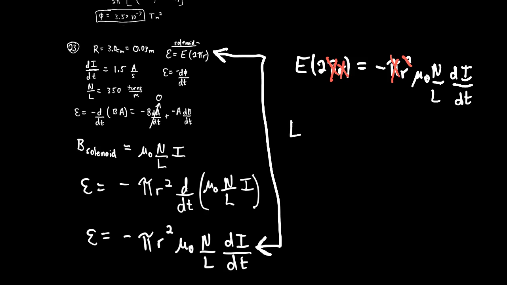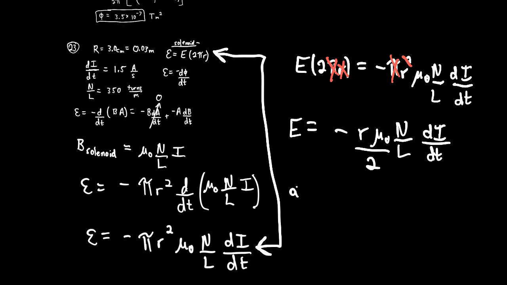So now my E becomes negative r times mu naught times n divided by L times dI/dt, divided by 2. At this point, you can plug your numbers in. So in part A, you're asked to find what is this induced electric field if R is equal to 0.02.